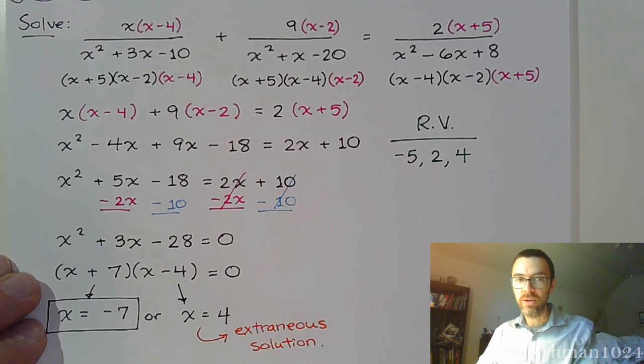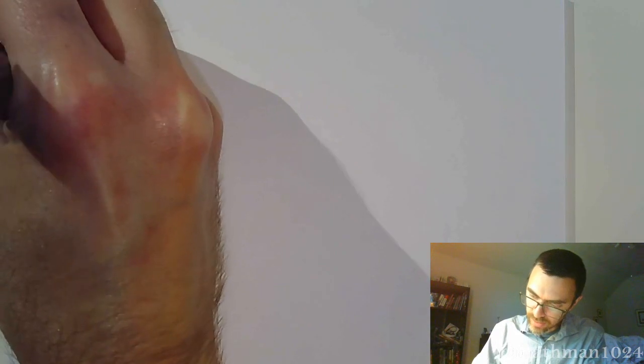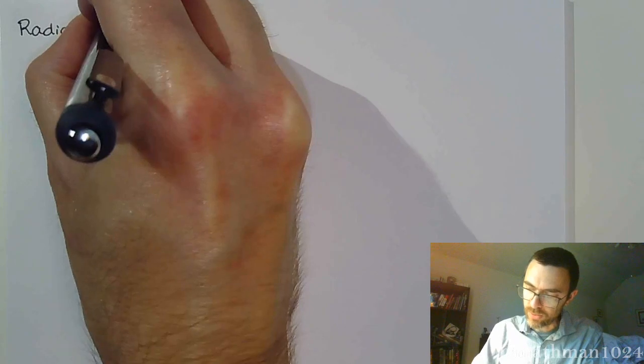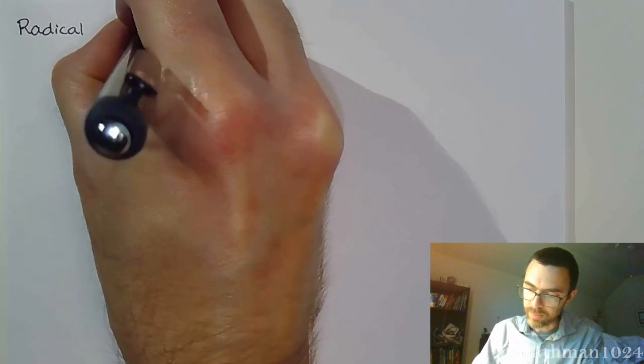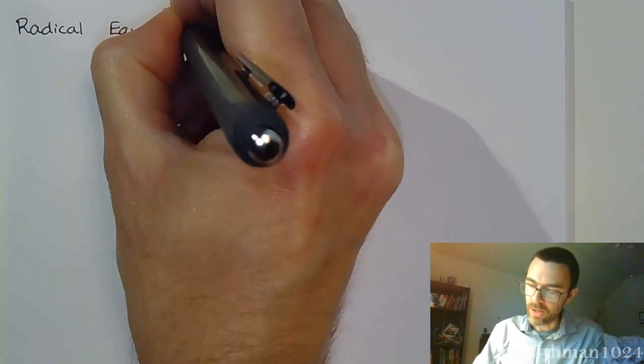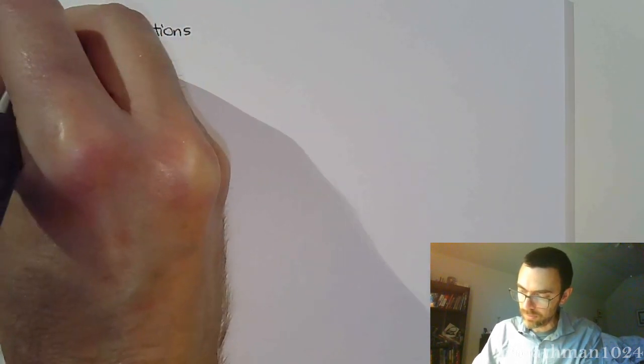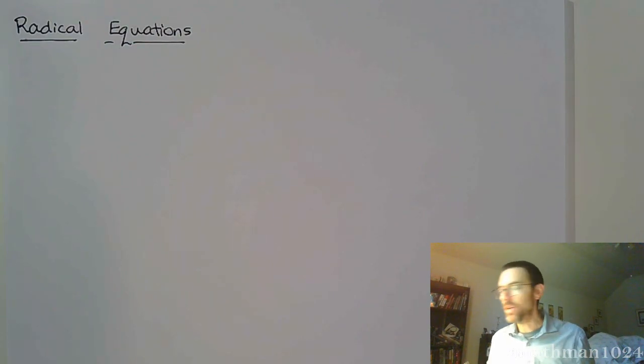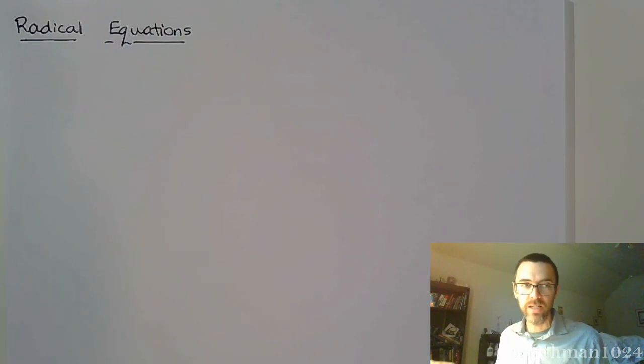All right. Well, these were rational equations. Let's talk about radical equations. With radical equations, these are equations that somehow, in some form, contain a radical. Now, in order for us to solve radical equations, we have to understand the power property.